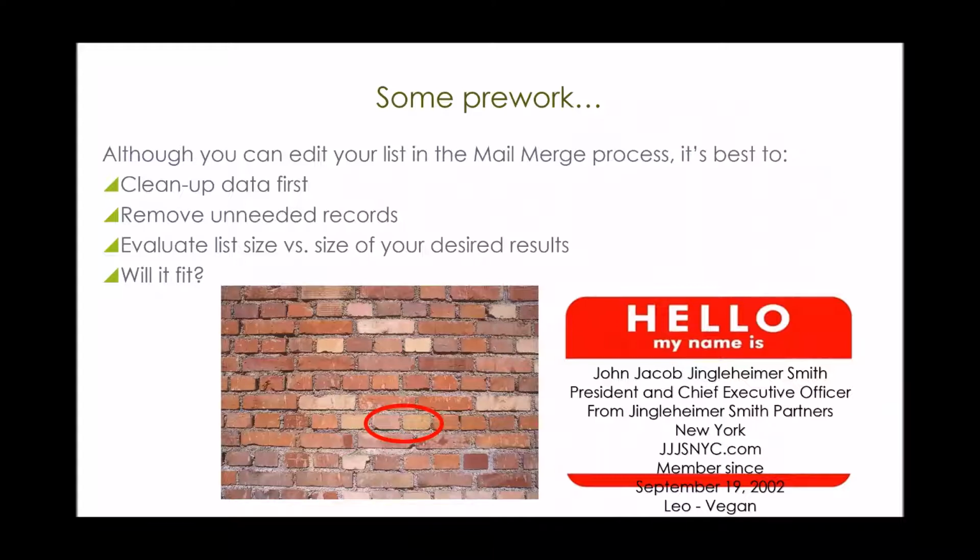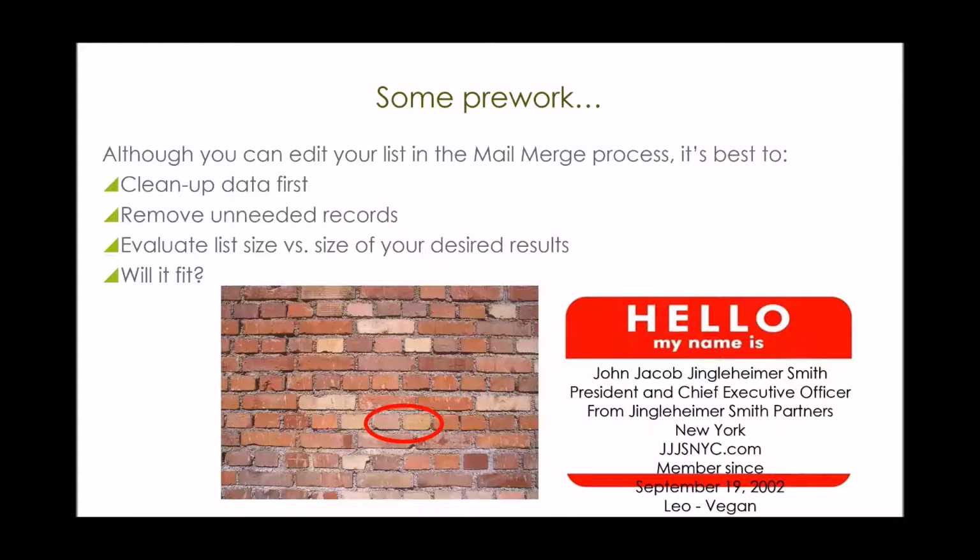If a column says zip code, let it all be a zip code. If it's a zip code, a zip +4, make sure they're all zip +4, or trim off the end, but save yourselves the headaches on the back end. Remove unneeded records. Evaluate the list size versus the size of your desired result. I rewrote that bullet point 19 times. Here's what I mean. And there, see this little diagram of the bricks. See, I only want those 2 bricks.